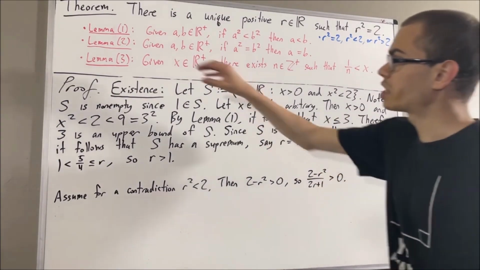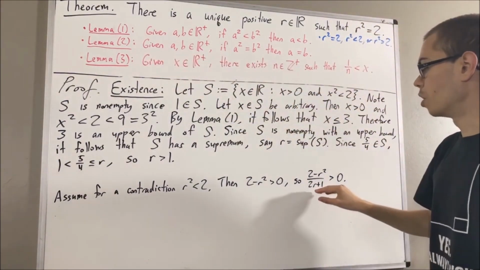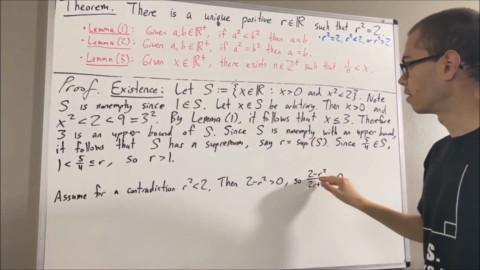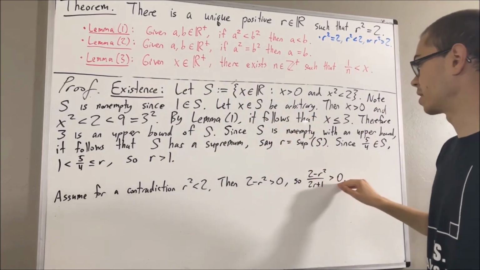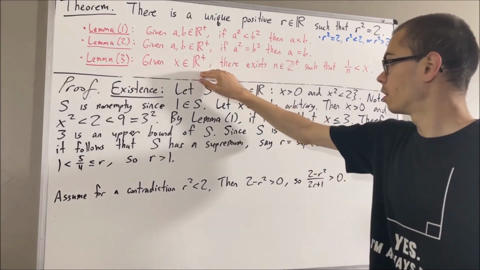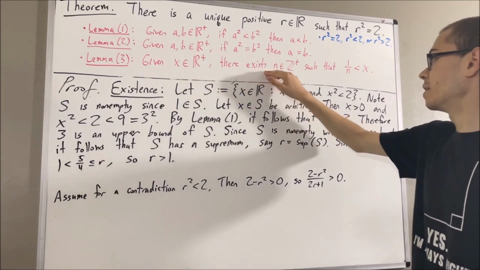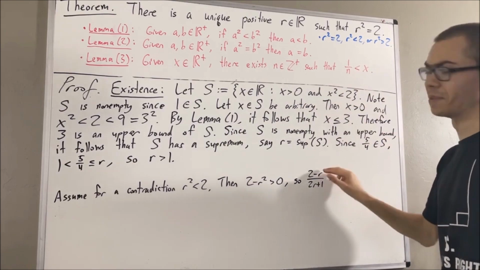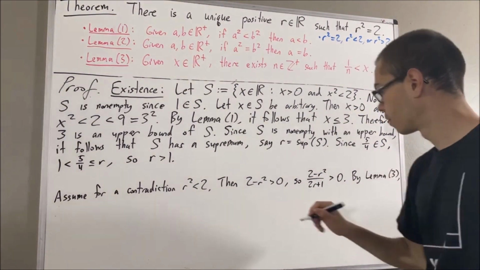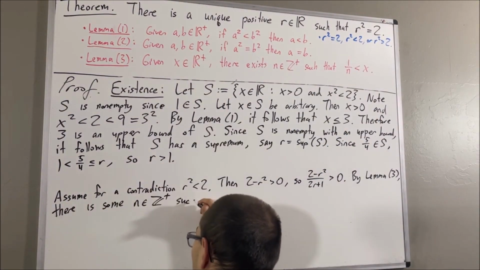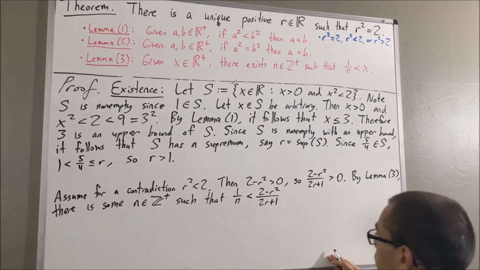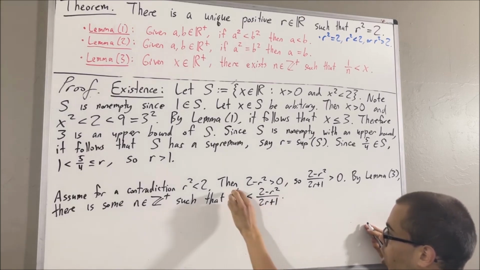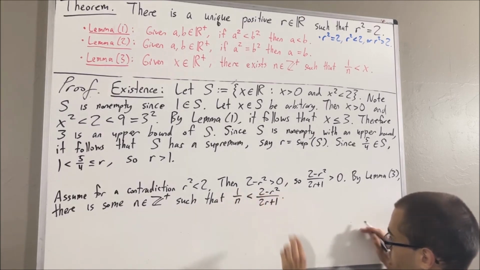And now, let's apply lemma 3 to this, right? Taking x to be this, well, yeah, this is positive, so it's a positive real number. So there is some positive integer n such that 1 over n is less than this. And now, multiplying 2r plus 1 on both sides, we get that (2r plus 1) over n is less than 2 minus r squared.